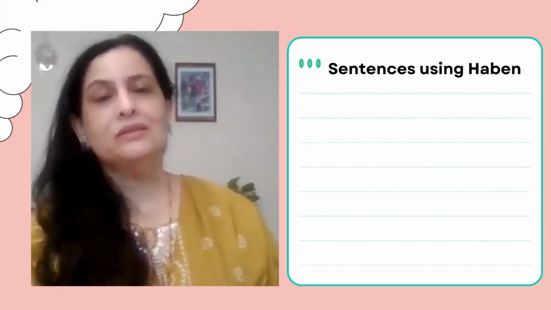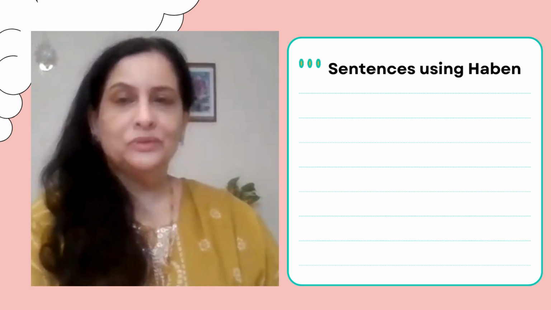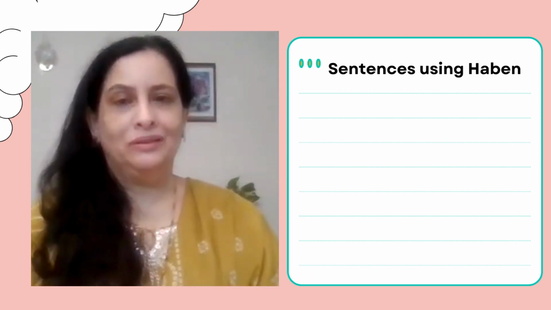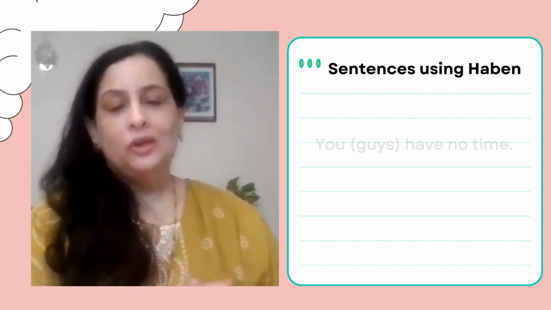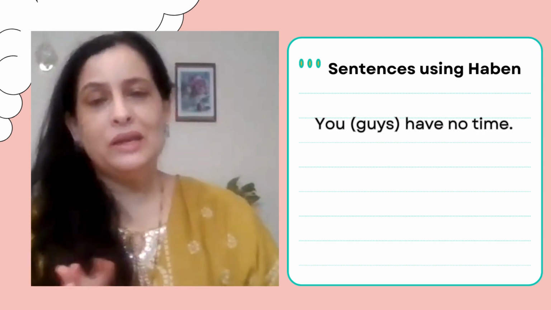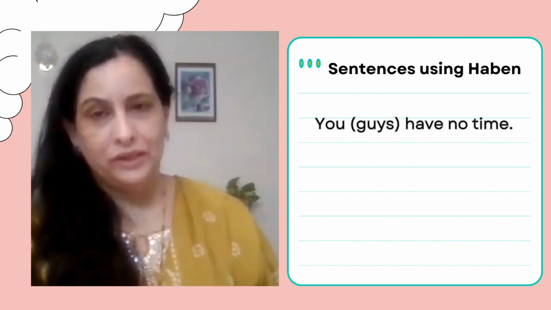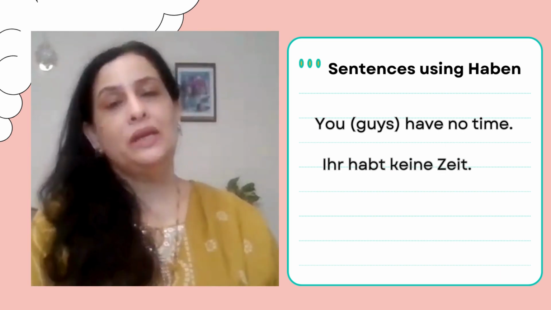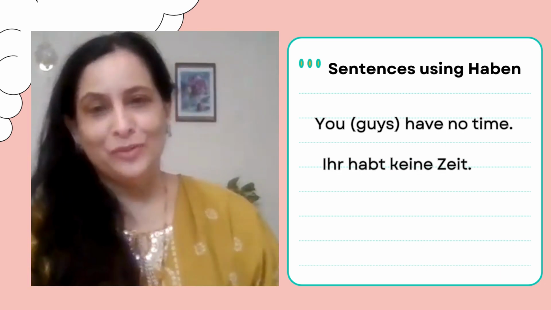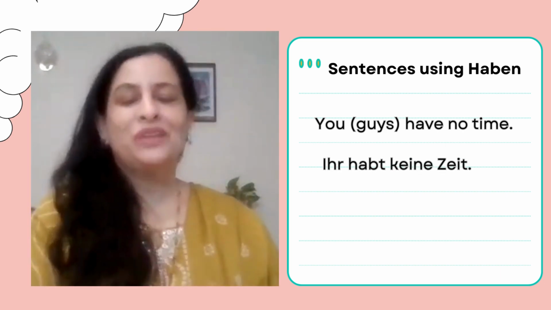Then the next one is, suppose you want to tell multiple people, but in an informal way. Then it will be ihr. Suppose you guys have no time. This is the English sentence. If you want to convert this into German, it will be ihr habt keine Zeit, meaning you all have no time.